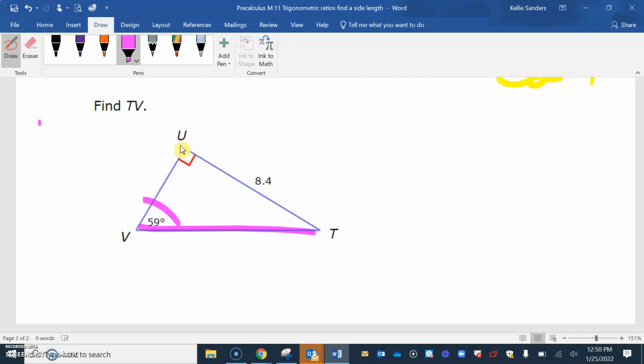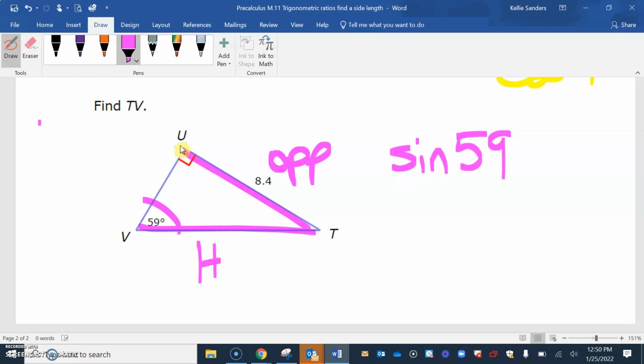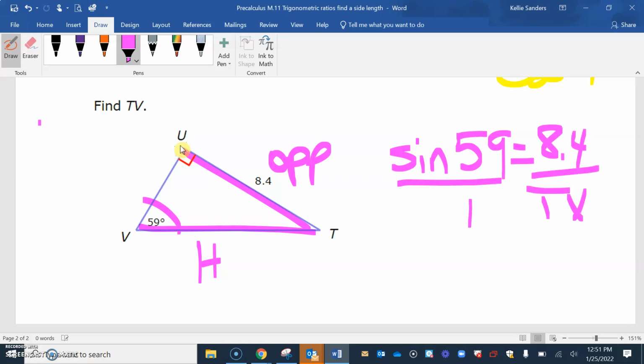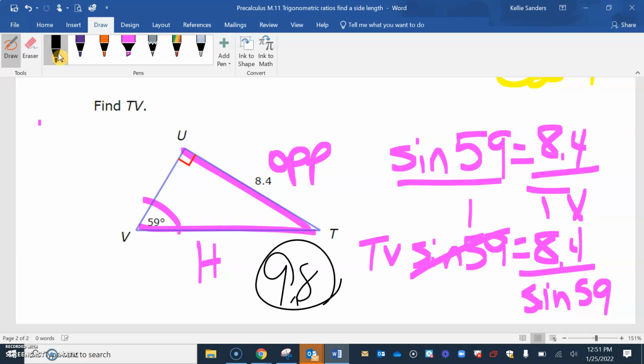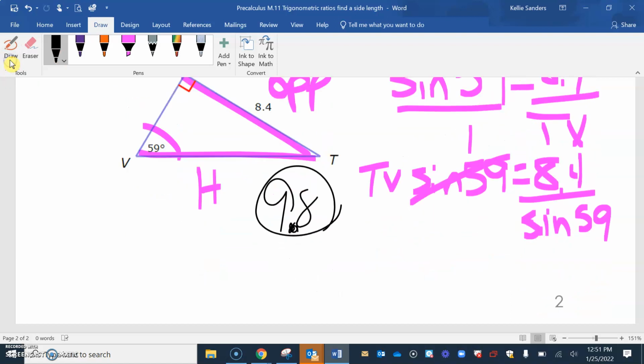TV is the hypotenuse. This is your opposite. So we're going to use sine this time. So sine 59 equals opposite over the hypotenuse. So sine 59 equals 8.4 over TV. Divide by sine 59. Grab your calculator. 8.4 divided by sine 59 equals 9.8. That's it.